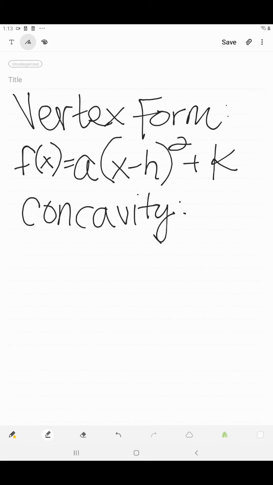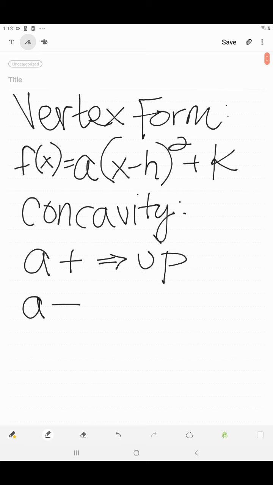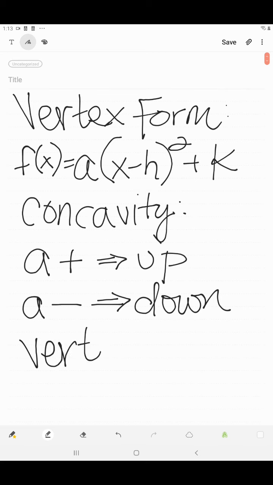Now remember, if a is positive, then it goes up. But if a is negative, it is concave down. That doesn't change. What's new here, ladies and gentlemen, is going to be that HK form. What I mean by that is we're going to have what's known as a vertex. That's going to be given to us by HK.